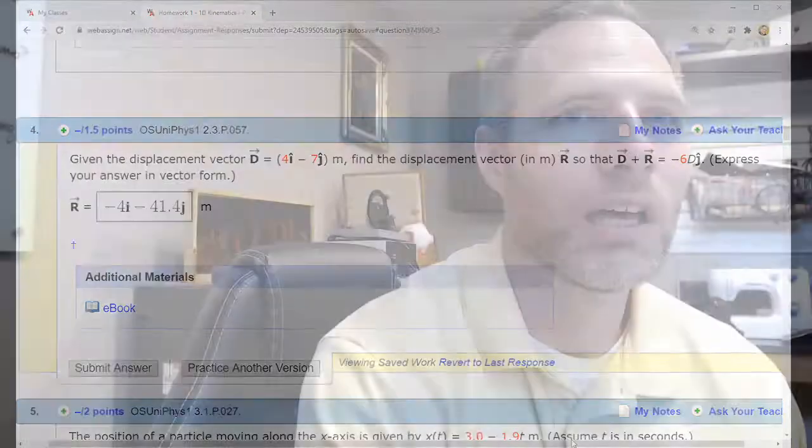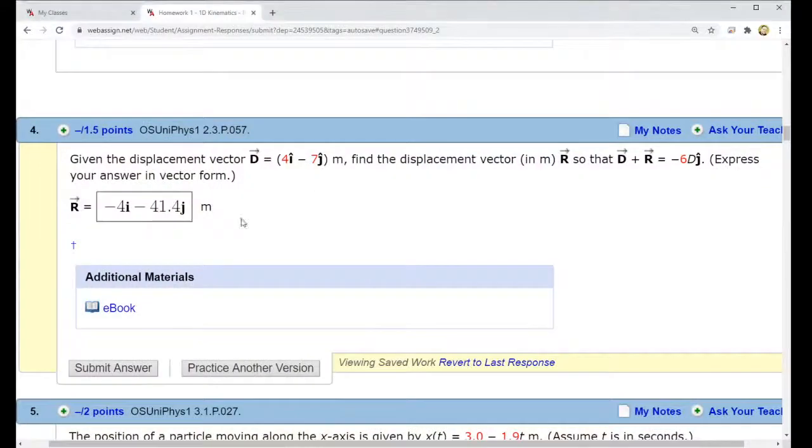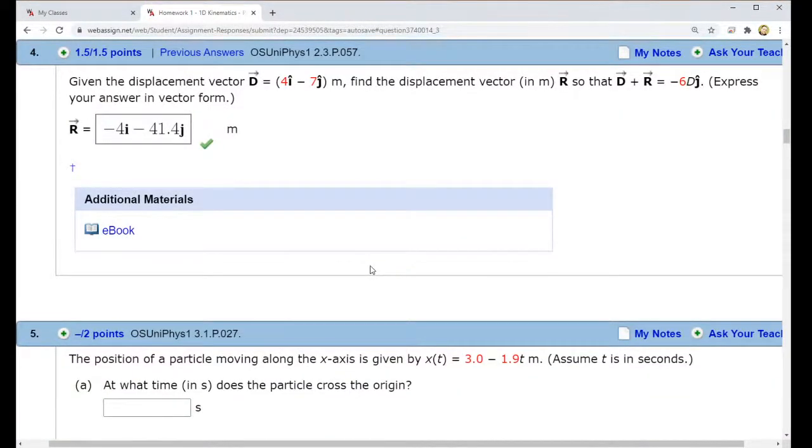There's different ways to communicate whether something's a vector quantity or not. Like here we have the arrows over top of the d and the r. Another way to communicate that something is a vector quantity is to just make it bold, and textbooks do that all the time. All right, so let's submit this answer. Good, we got it.